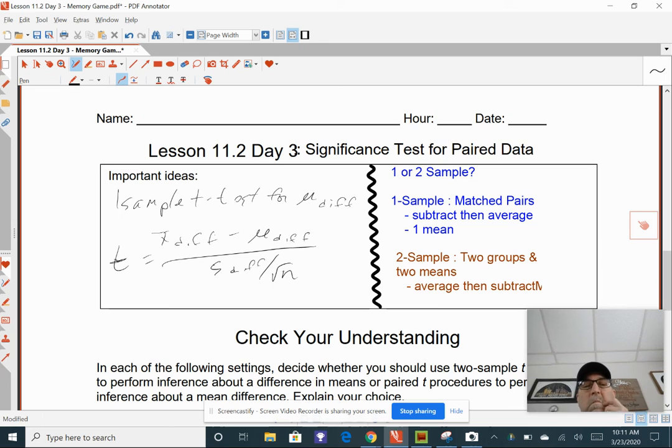All right, cool. And so the big thing is looking at, is this a one sample or a two sample t-test that you're looking for, or confidence interval? One sample, matched pairs, means we subtract the numbers, then we find an average. There's only one mean in this case. You have one group of people, one mean. You have two different data from that one group of people. If it's a two sample, you have two different groups, two different means. We find the average and then we subtract them. So x bar 1 minus x bar 2.